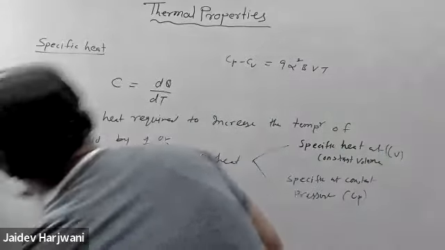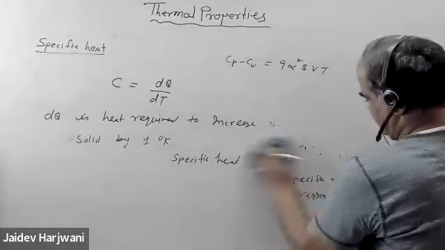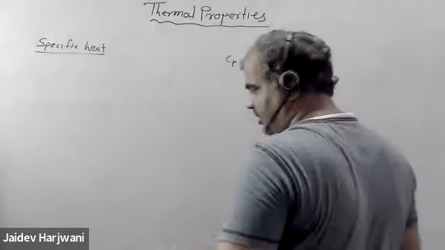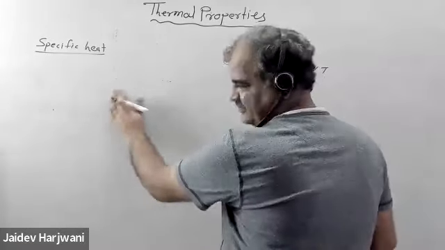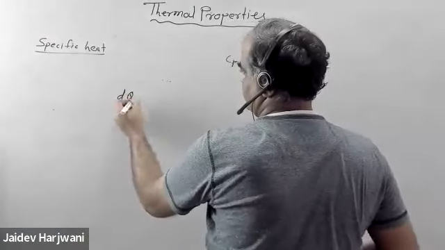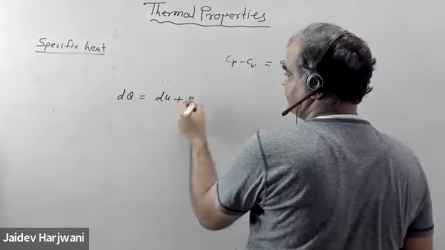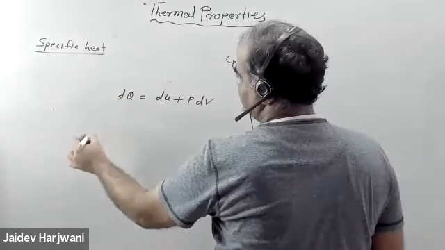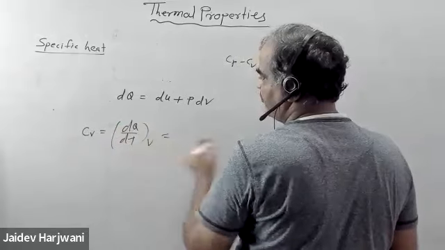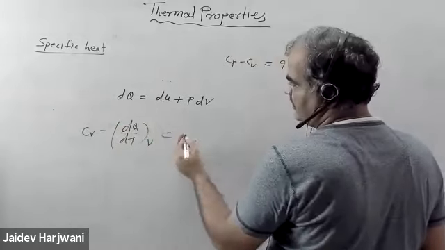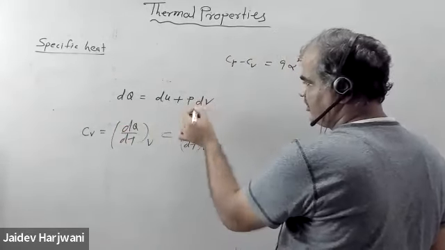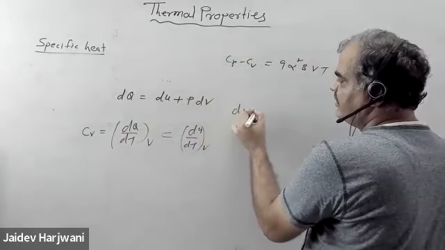Now if I take Cv, the first law of thermodynamics says dQ equals dU plus P dV. Now I want Cv. Cv is nothing but dQ by dT at constant volume. If I take volume constant, this becomes dU by dT, because dV is 0.